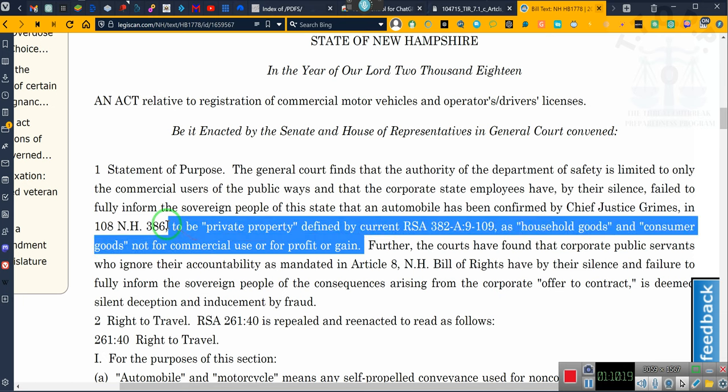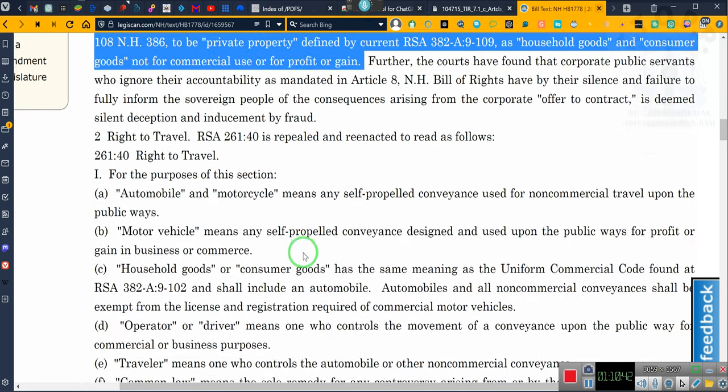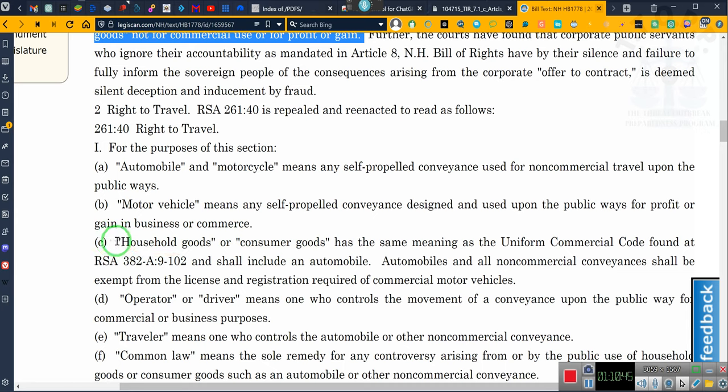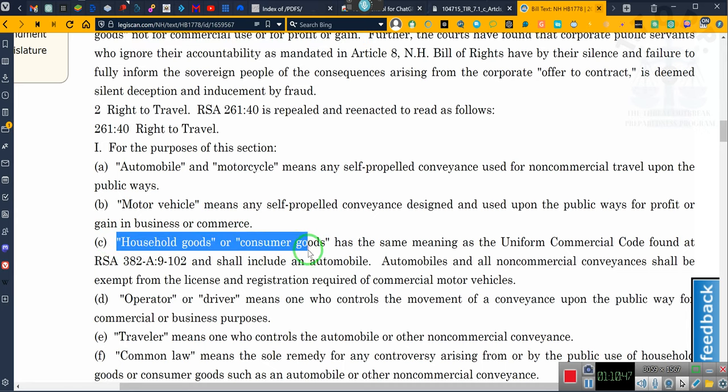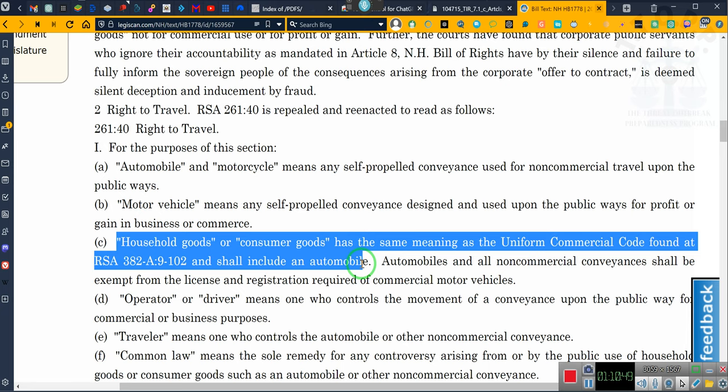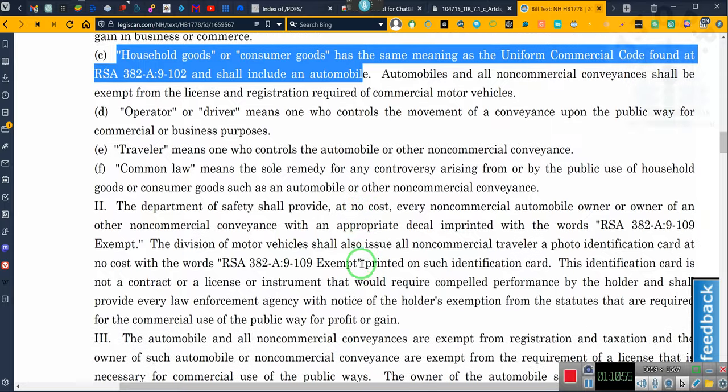We don't care if this bill did not pass. What we care about is you can use the New Hampshire case. You just use the principles of the case. Pay attention, people. We care about the principles of Article 9, Section 109, Article 9, Section 102: household goods, consumer goods, not-for-profit, and or gain. Then we go down here where it talks about Section 102. We also have an exemption, okay? Your private property is not taxable, people, as long as it's for household use.